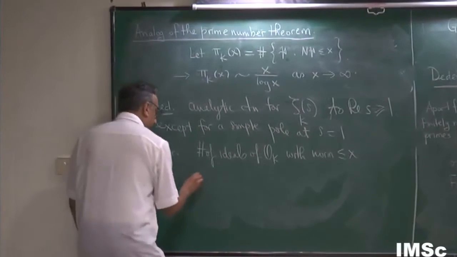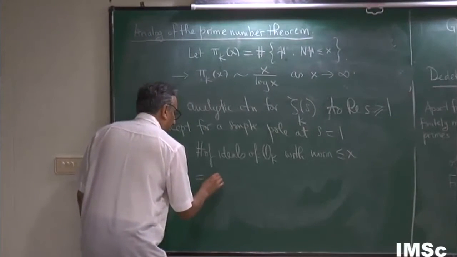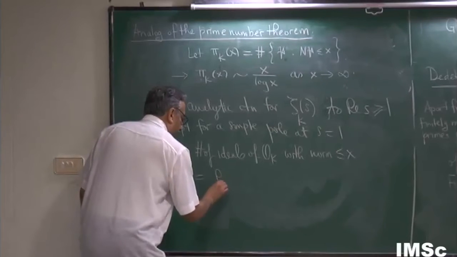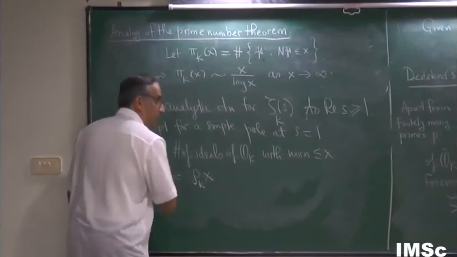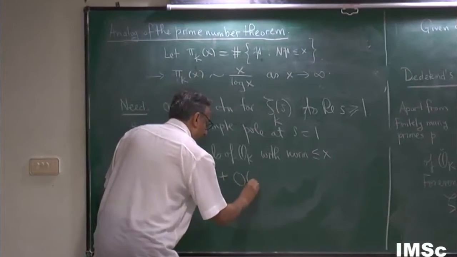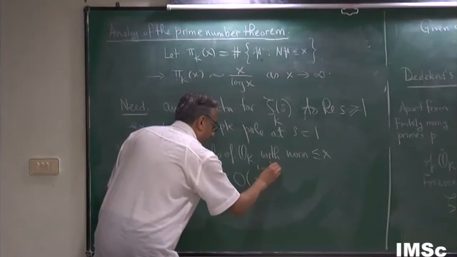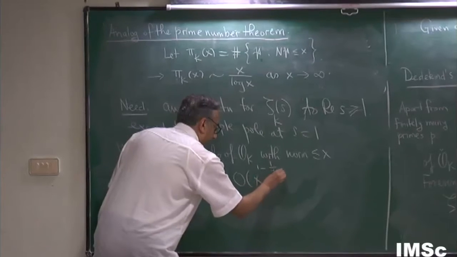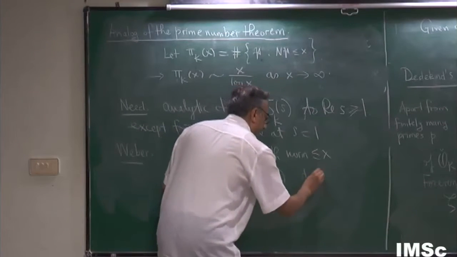He counted that. He ended up by showing that this was equal to some residue of some number, rho sub k, which I will not go into, plus O of x to the 1 minus 1 over d. D is the degree of the field.